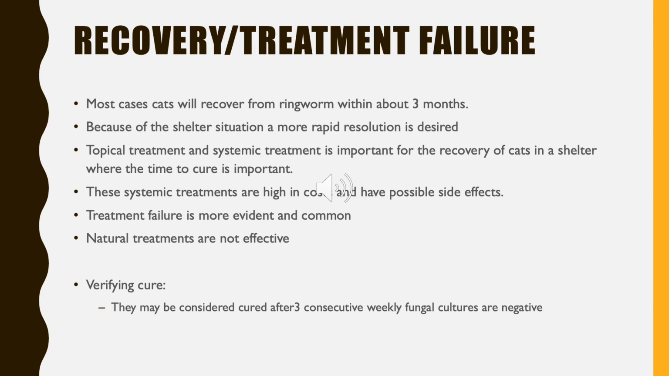Treatment failure is evident in many shelters due to variables working within the shelter's limitations to isolate and clean the environment properly to eradicate it totally. Topical treatment and systemic treatment are important in the recovery of cats in a shelter environment. Because of cost to treat and possible side effects, most shelters will treat with topical. Verifying a cure is important, and each cat should test negative 3 times in a row to feel safe that the ringworm has been treated successfully.